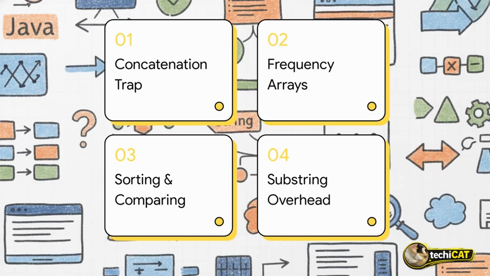Okay, here is our roadmap for today. We're going to hit 4 main topics. First, the concatenation trap. Second, fast character frequency arrays. Third, sorting and comparing strings. And finally, avoiding substring overhead. Let's just jump right in.